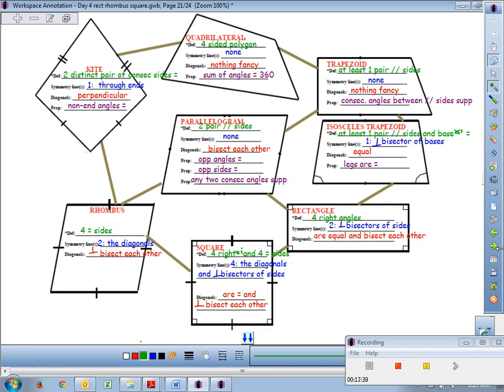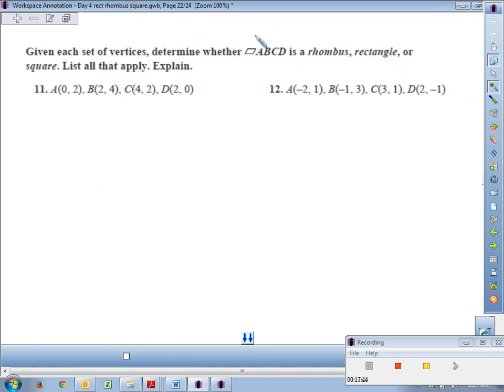So what we're going to do is realize, here's what they give us. Given each set of vertices, determine whether parallelogram ABCD is either a rhombus, a rectangle, or a square. Then cross out, list all that apply. We're not going to do that. But we are going to explain.